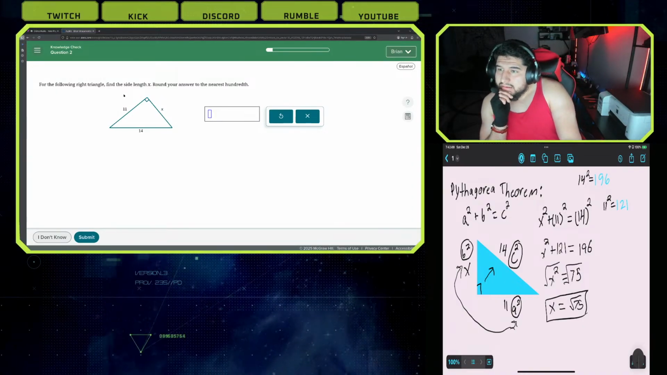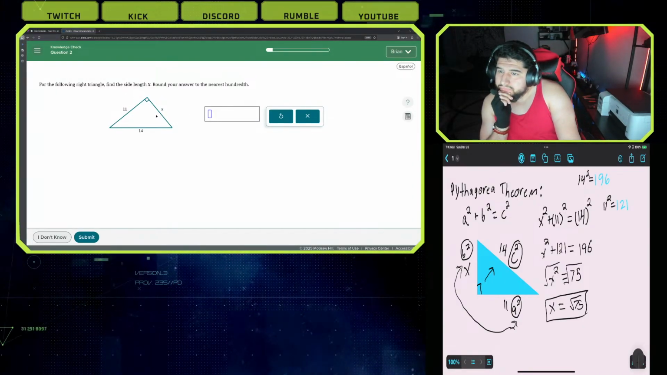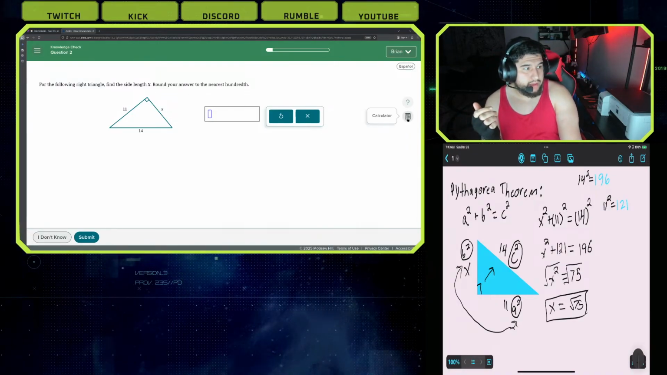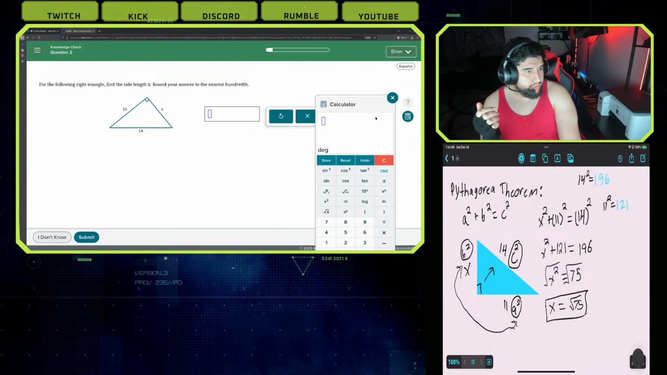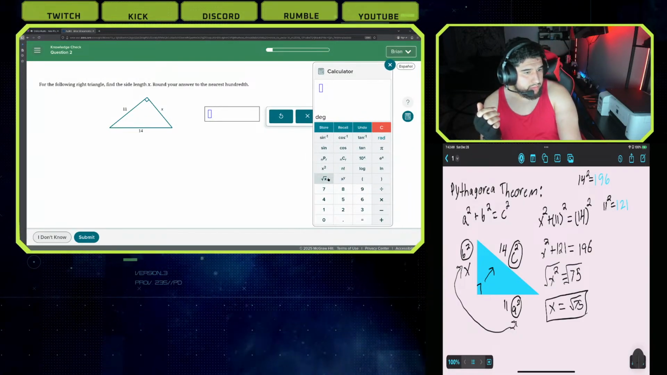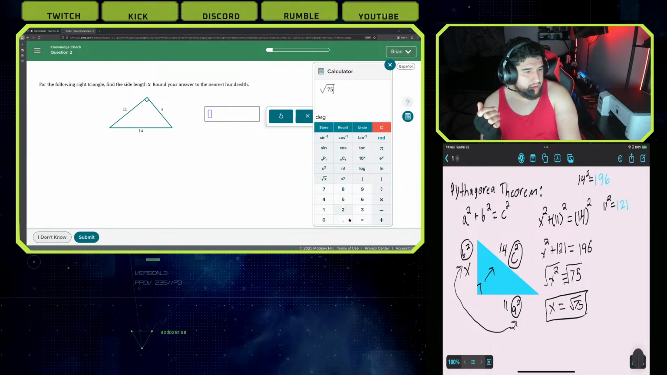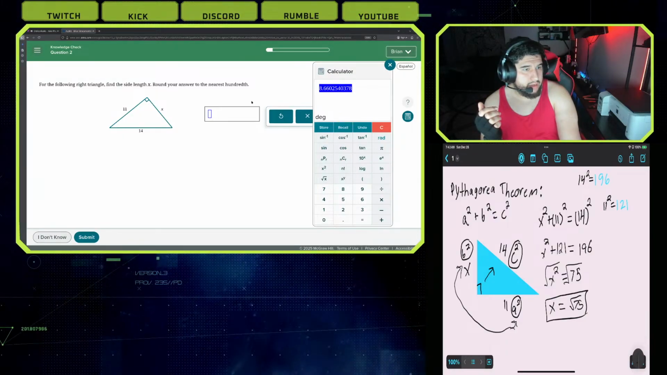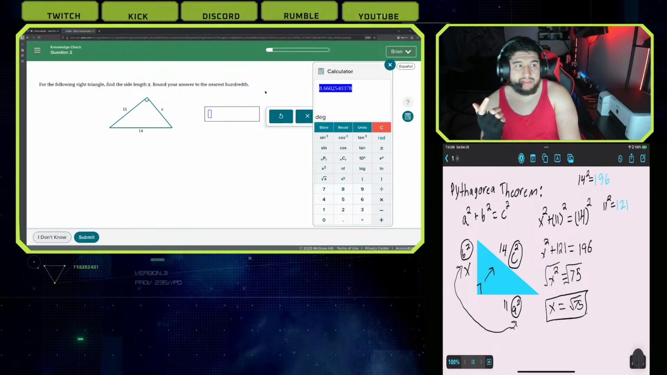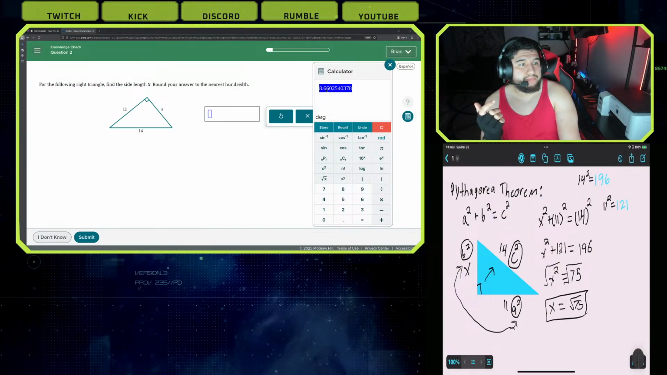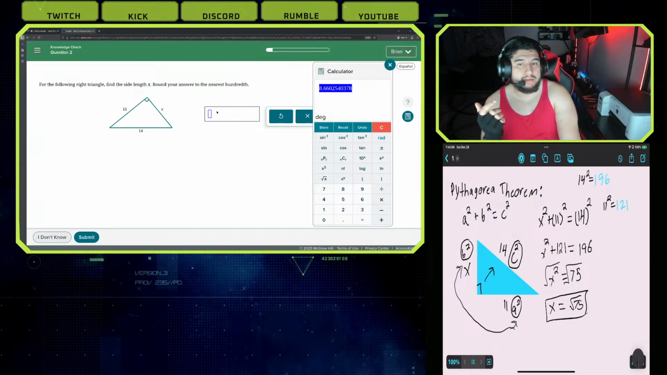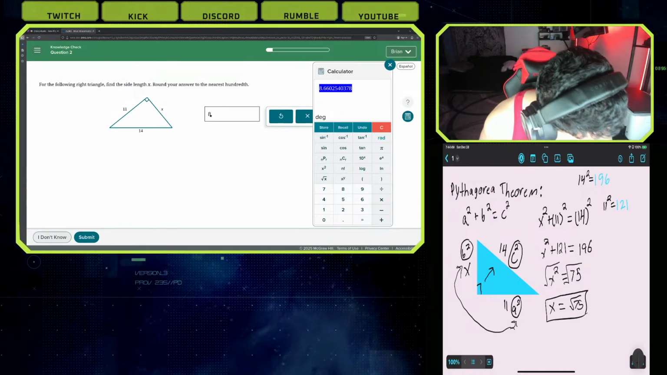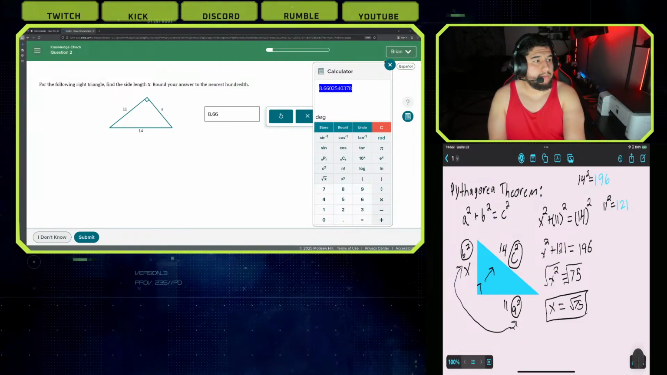Alright, find the length. Round to your nearest hundredth. So we do have to use the calculator for this. So the square root of 75 equals 8.66025437, but it only says round to the nearest hundredth. So this is the 10th place and this is the 100th place. So 8.66.